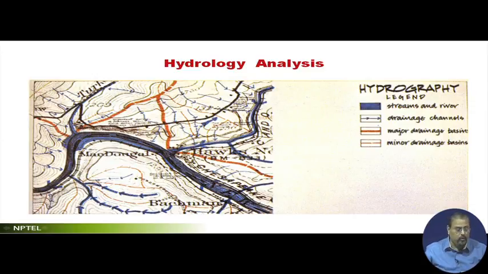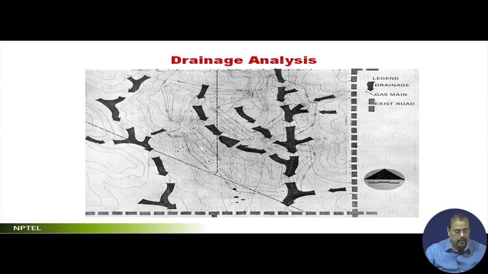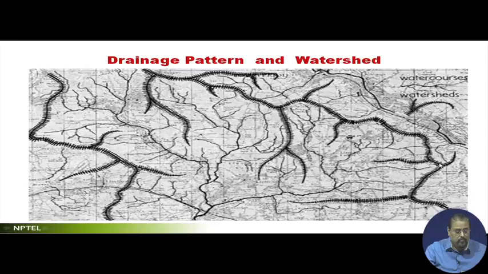But in this particular drawing which I have taken over here, in the hydrography, what they have shown is the streams and river, then drainage channels, major drainage channels and minor drainage channels. So this hydrography is referring to nothing but the same drainage or stormwater channels which I am generally considering. Now let me take this particular picture. In this drainage analysis, there are many other items shown here, the gas lines and the existing road, but this is showing in general the paths of the drainage. I will show you another one.